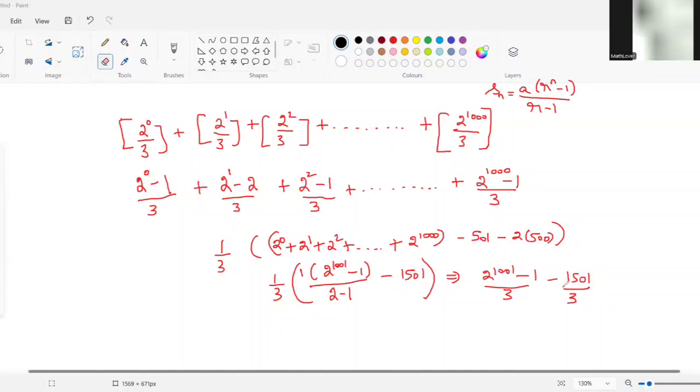Any challenging questions that you find in greatest integer function asking you to add them up, you should do that using the division algorithm. That's what I have done here. I have rewritten every term as the dividend minus the remainder with respect to the divisor.